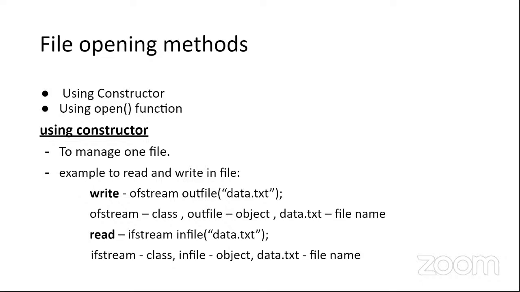And there is another example which is about read. For read, we use the ifstream class, and in the file object, in curly brackets there is the data.txt file, and by this command we add a read stream to the file. Now next slide.